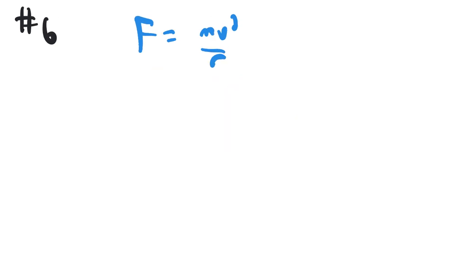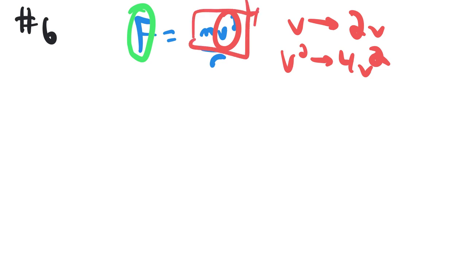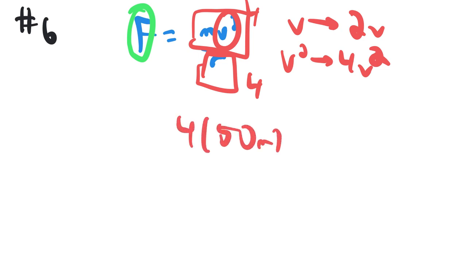Lastly, number 6, a car turns due to the force of friction on its tires, which is essentially constant, so F can't change. The fastest safe speed at which a particular car can round a corner of radius 50 meters is 20 meters per second. What would be the minimum safe radius for the same car if it was moving at 40 meters per second? So here we look and we say, well, this one has to be constant. We have taken v and moved it to twice v, which means v squared has become 4 times as large. So the whole numerator is 4 times as large, which means the denominator needs to be 4 times as large as well. And 4 times the original 50 is 200.